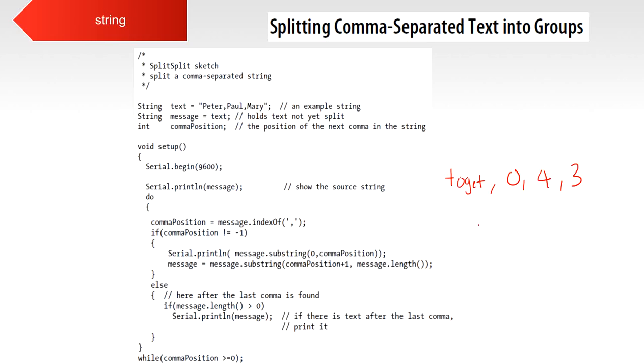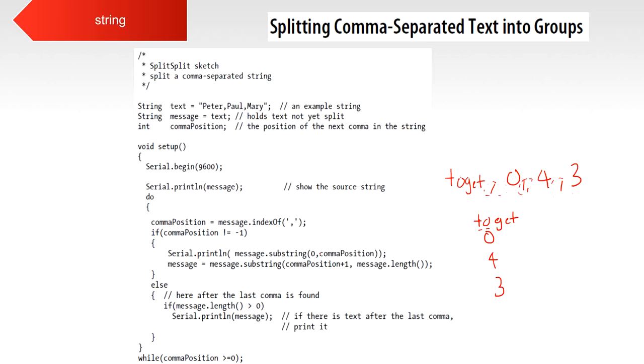So we want to make sure that Arduino can get all these particular variables, separated by comma. It means Arduino will get partial strings: first is "to get", second is 0, 4 and 3, so that we can manipulate all the variables that were sent via the serial communication. One of the important things is to detect the location of the comma.